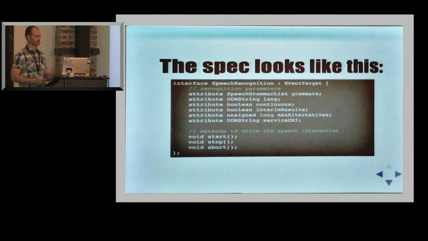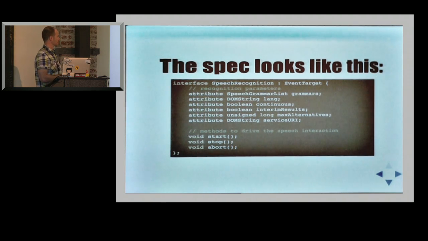All right. So the specification looks something like this. Again, see how simple that is? Three methods. Start, stop, and abort. Start recognition, stop recognition, abort in the middle. That's all you need. You don't need a lot of other crazy stuff, but you can specify the language, whether it's continuous speech recognition, which is like your dictation type application, or if you want specific commands, you set it to false. It's very easy to understand.